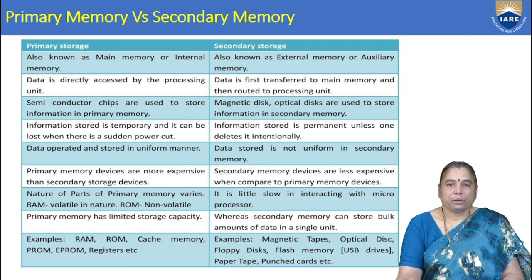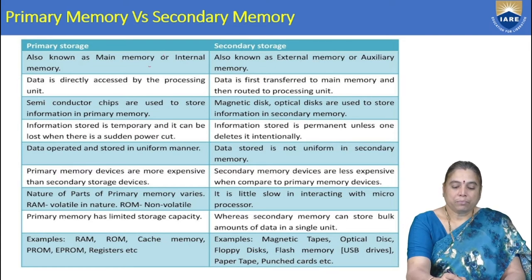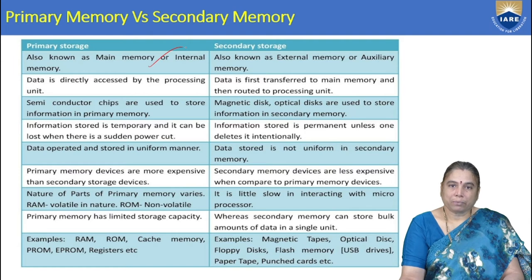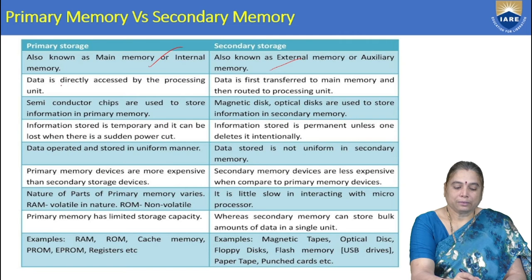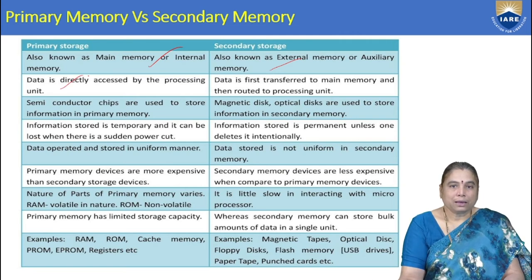What are the differences between primary storage devices and secondary storage devices? For primary storage devices, the terms main memory, primary memory, internal memory, and central memory are used. In case of secondary storage, external memory and auxiliary memory are the terms used. Data is directly accessed by the processing unit in case of primary storage. Why? Because it is connected directly to the CPU.